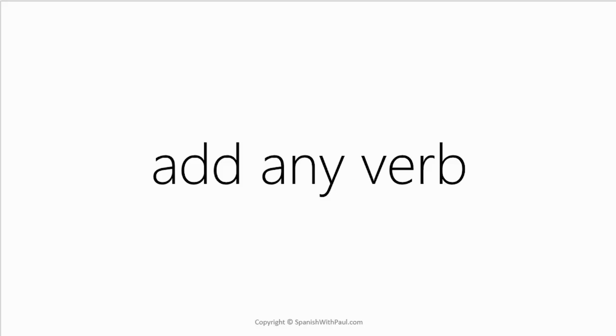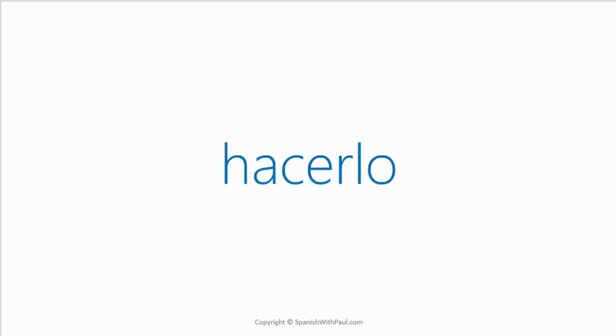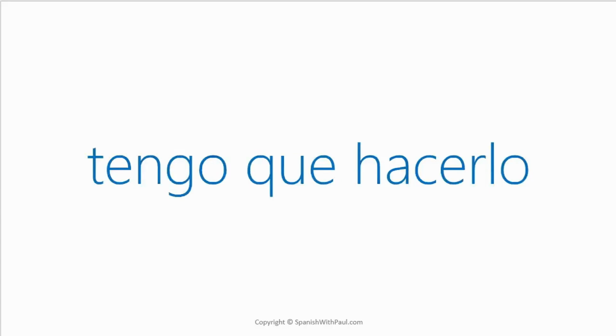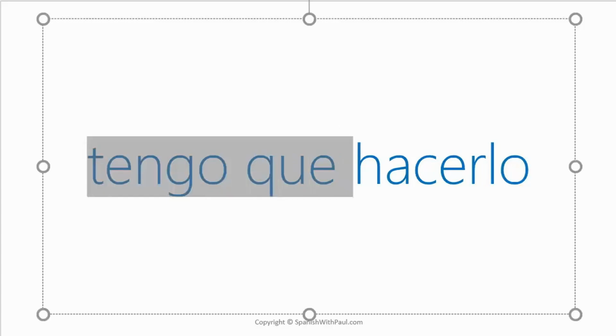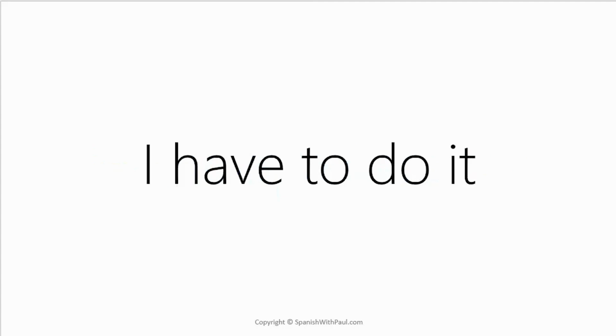For example, what's the verb to do? Hacer. And how do you say to do it? Hacerlo. Now, if we wanted to say, I have to do it, this would become tengo que hacerlo. So the tengo que stands for I have to, and then we simply add on the verb. To do it, hacerlo. Tengo que hacerlo. I have to do it.